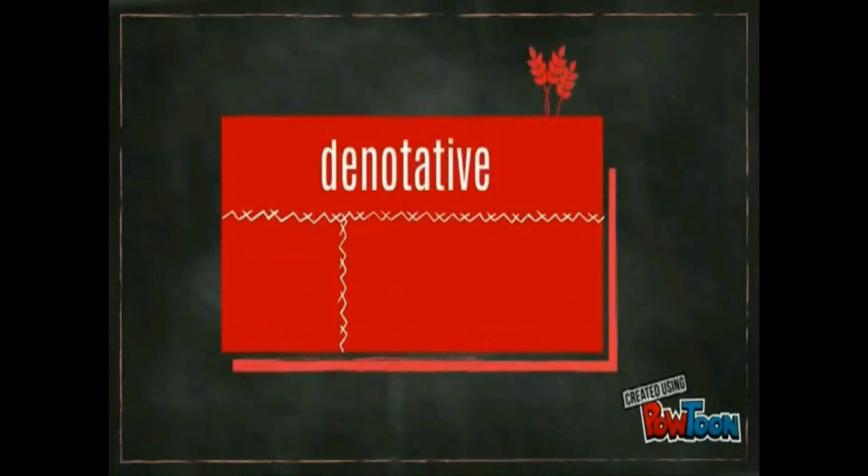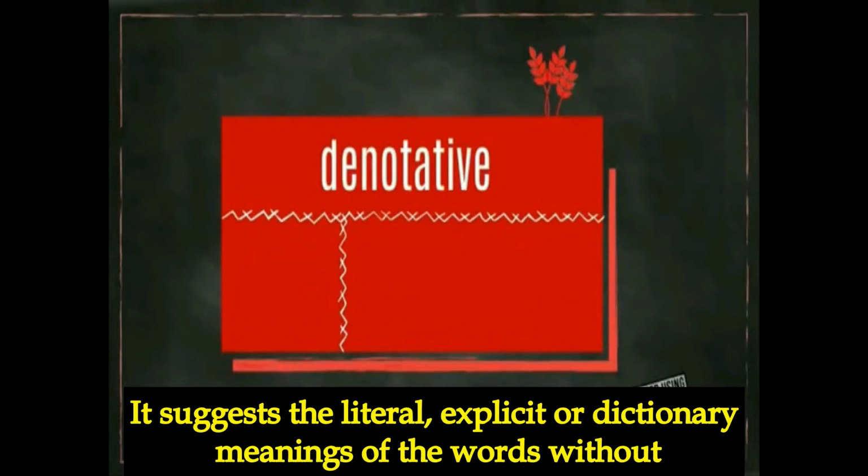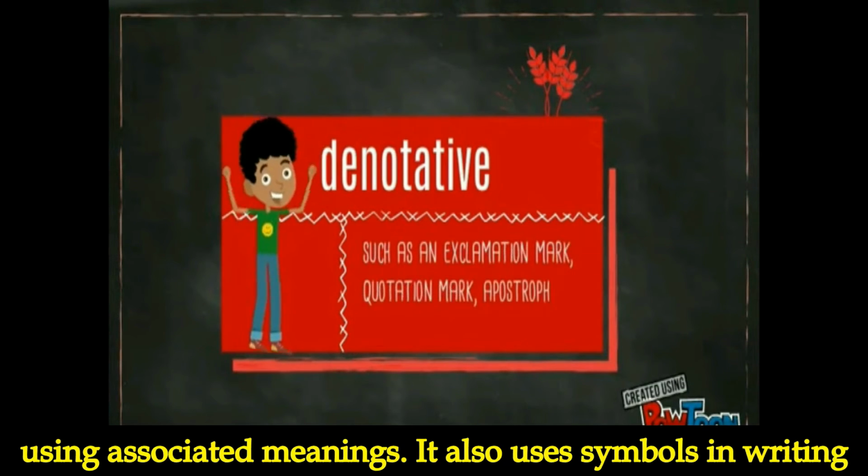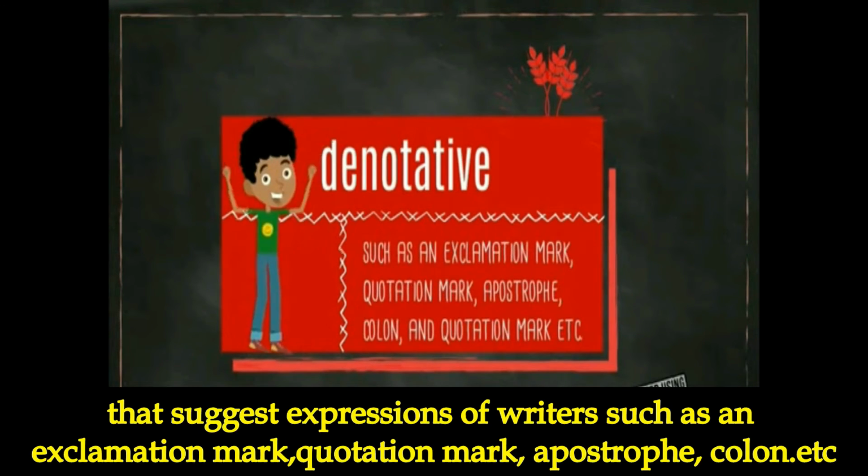And then denotative semantics. It suggests the literal, explicit, or dictionary meaning of the word without using associated meaning. It also uses symbols in writing that suggest the expression of the writer, such as an exclamation mark, quotation mark, apostrophe, colons, and others.